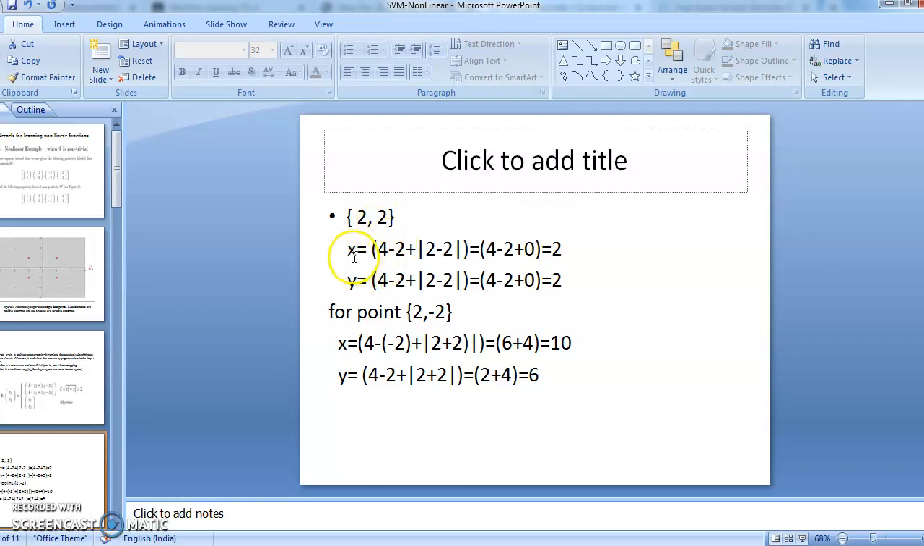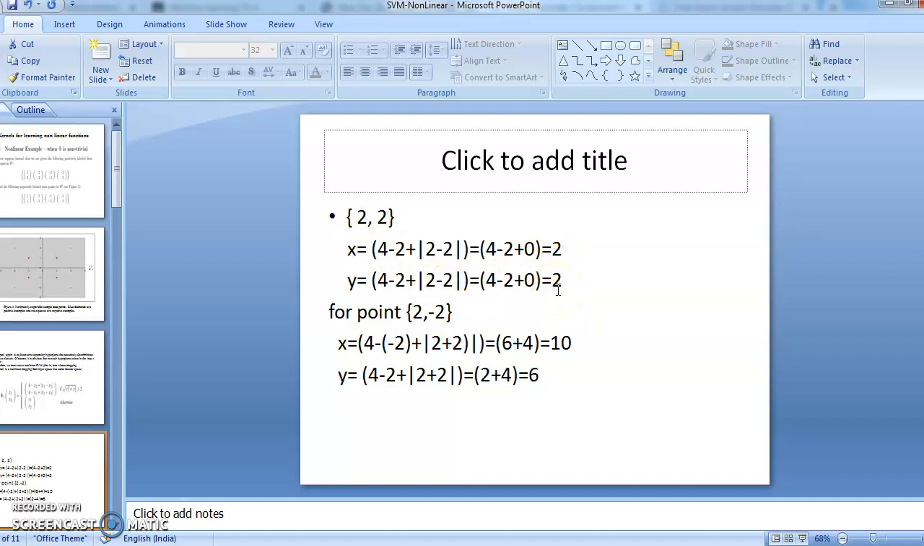So for x, 4 minus x2, here x2 is 2. So 4 minus x2 plus the absolute difference between x1 and x2: 2 minus 2 is 0, 4 minus 2, so the point is 2. Similarly, the second value is 4 minus x1, here x1 is 1, and the absolute difference is 0. So there is no change, this point remains as it is.